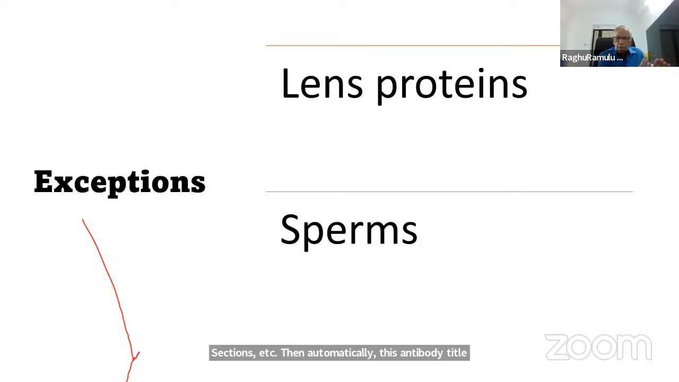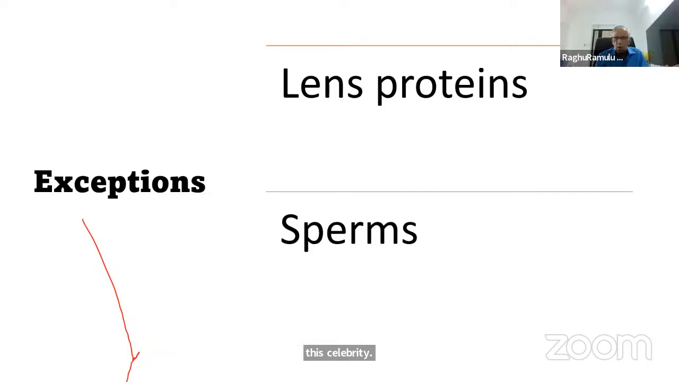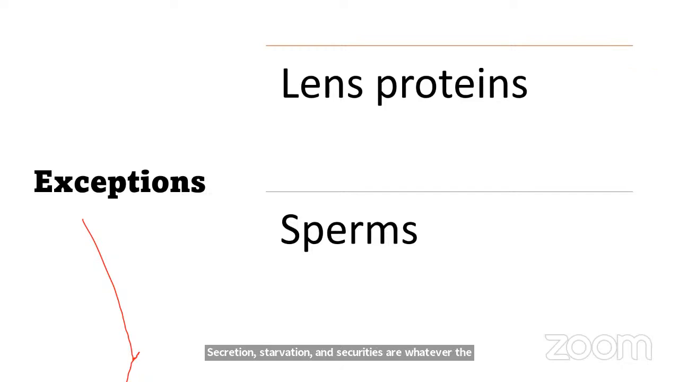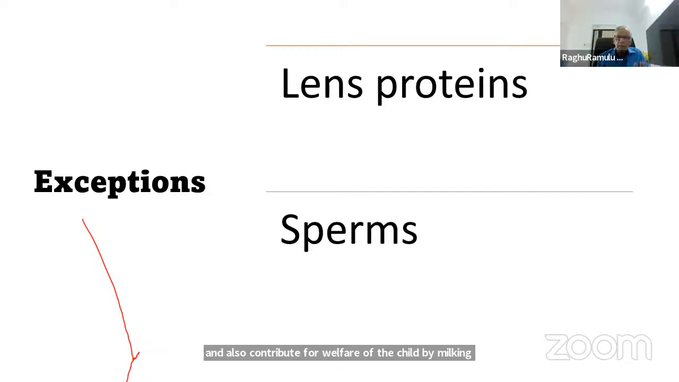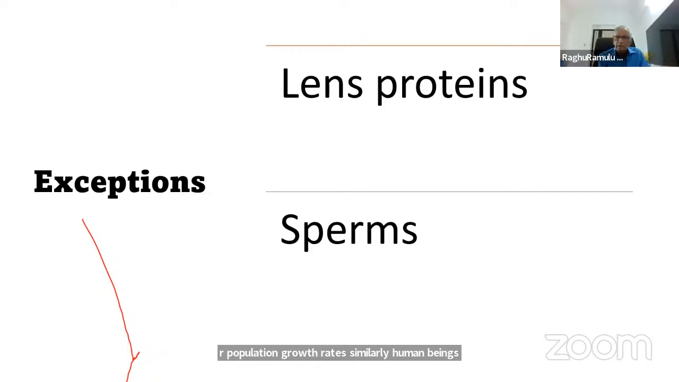Therefore, we should always take care of the salivary secretions or vaginal secretions or whatever secretions are there in the body, and also contribute to the welfare of the child by milking, as animals do, because animals are taken care of by means of parental care, by way of giving colostrum and milk to the young one, to see that their population proliferates. Similarly, human beings also have to keep these things in mind, even though there are some exceptions in nature.